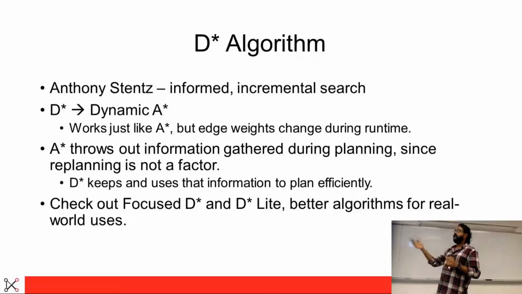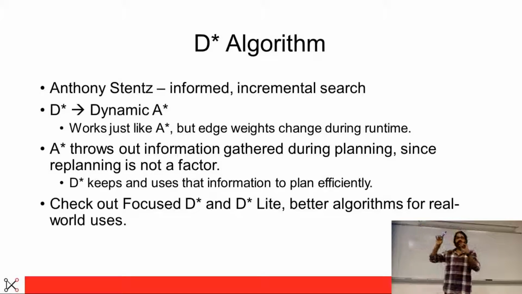One of the things that A Star does is that as you're going through, once you have the goal, basically your past information is thrown out, right? Which means that you do not keep in mind all the things that you discovered as you were planning. But D Star uses that to its advantage to replan dynamically as you're proceeding through your search.